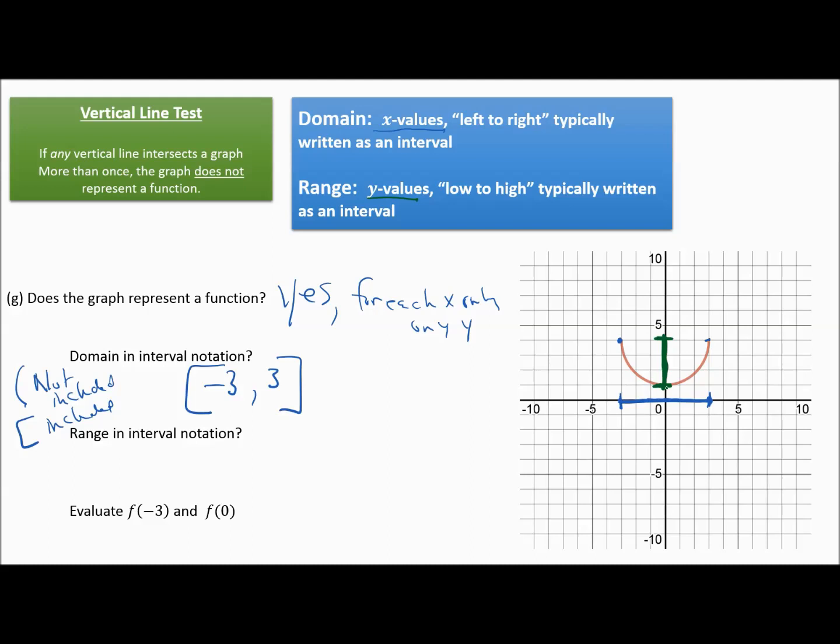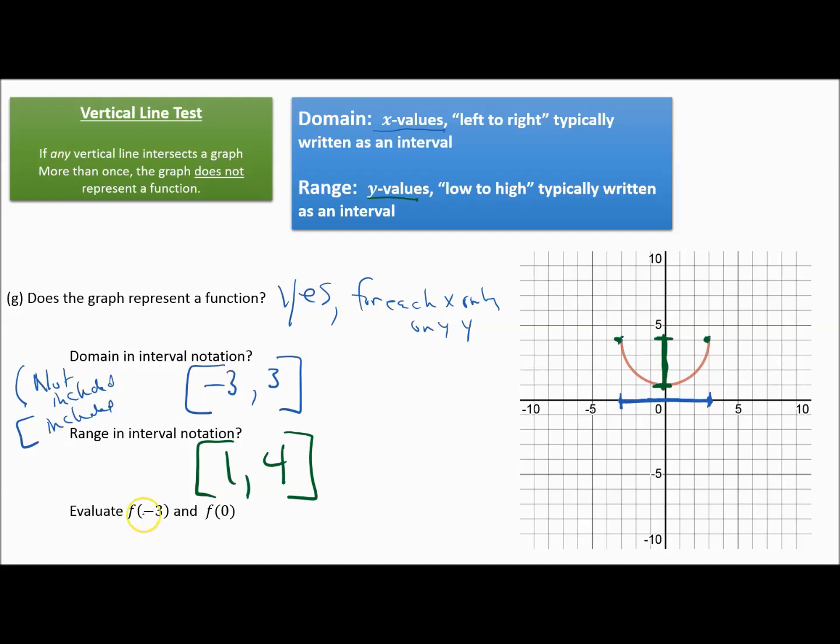Well, how low is it? The lowest value is 1. The highest value is up there at 4. And we use, again, brackets because that point is included, and up here at 4. So that's here and here at 4. Those points are included. And then at the bottom, I've got function notation we have to deal with.